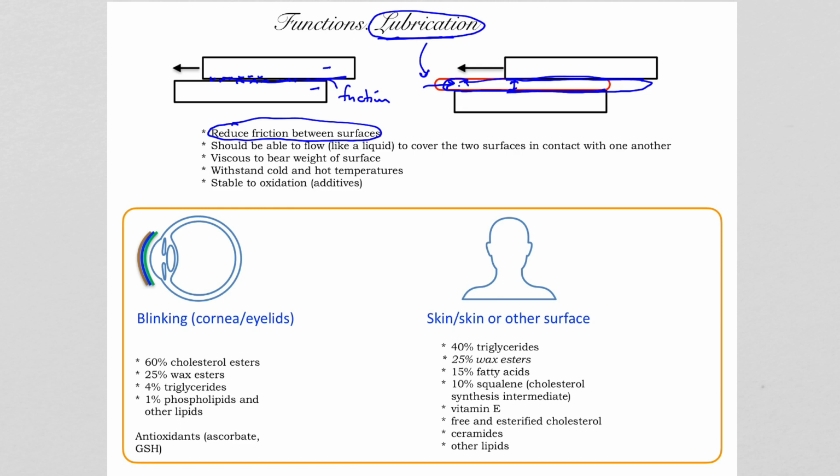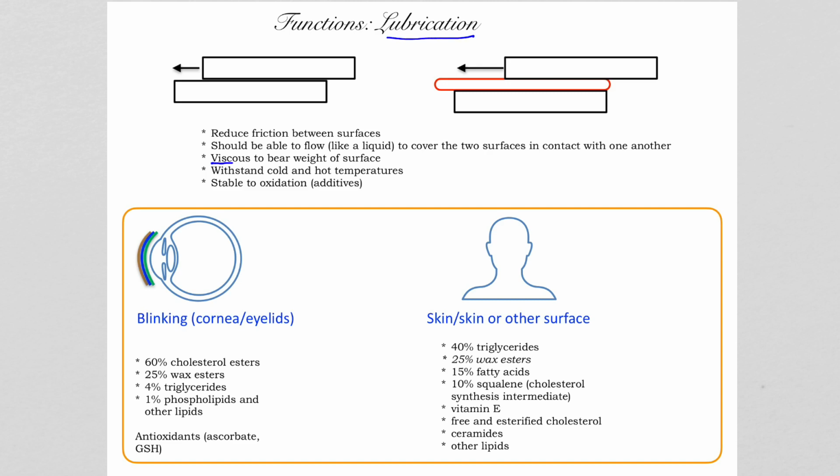So we do see that, for example, in blinking, we see the eyelids rubbing against the cornea, and then on the skin, you can see the skin could be rubbing against other skin or against other surfaces. So lubrication is an important function of these secretions. So wax esters probably contribute to the lubrication property of these secretions.